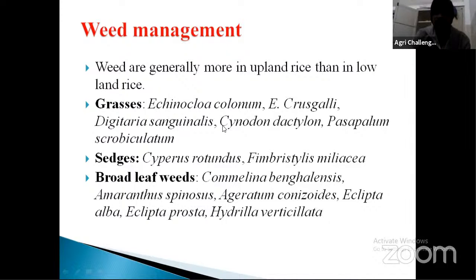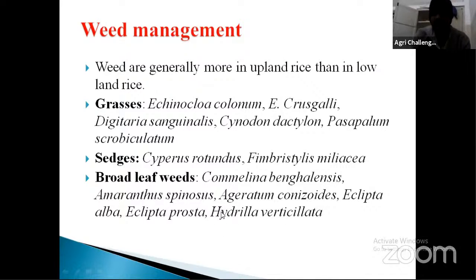Digitaria sanguinalis, Cynodon dactylon, Paspalum scrobiculatum. These are the grass weeds which are harming the rice crop, which are infesting the rice field, and sedges like Cyperus rotundus and Fimbristylis miliacea. And broadleaf weeds like Commelina benghalensis, Amaranthus spinosus, Ageratum conyzoides, Eclipta alba, and Hydrilla verticillata.